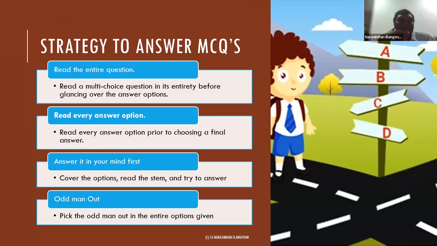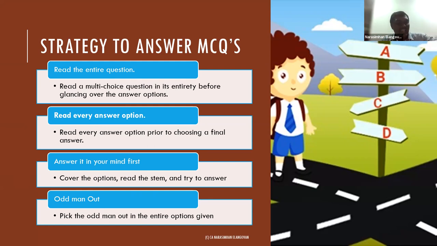How do I answer MCQs? The first thing which you need to do is please read the entire question. So you have 200 questions and you have 4 hours. That's massive. 50 questions for an hour, right? Of course, less than a minute for a question, but it doesn't mean that you will run out of time. Definitely more than sufficient, right? So read multiple choice questions in entirety.